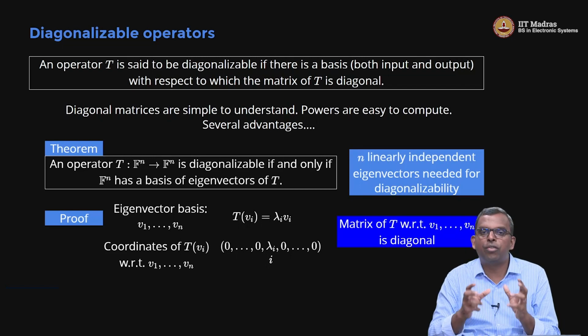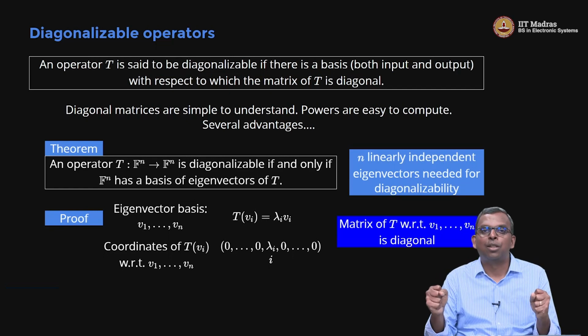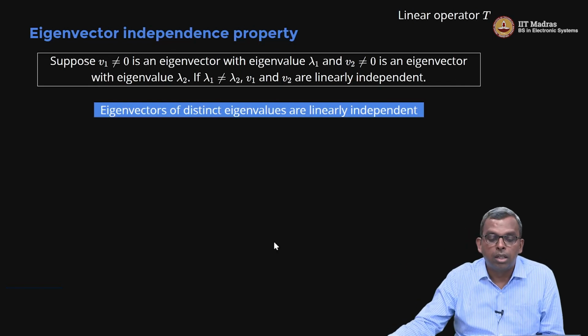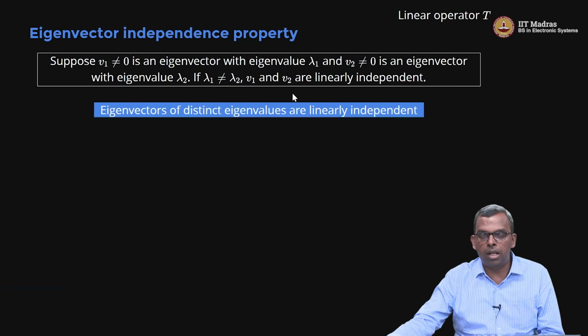So now we are left with the problem of finding out how many linearly independent eigenvectors there are for an operator. Right? If you can find that out, you are done. Okay, so here is a very crucial property. We have seen this before in the context of R2. So now we will see it in the more general case. Supposing you have any linear operator T, and you have two eigenvectors, which of course are non-zero, with eigenvalues lambda 1 and lambda 2, and lambda 1 and lambda 2 are not equal. Whenever lambda 1 and lambda 2 are not equal, the two eigenvectors corresponding to them are linearly independent. Right?